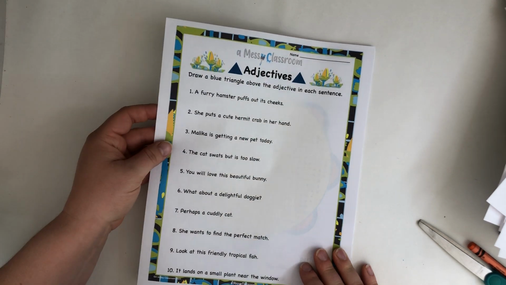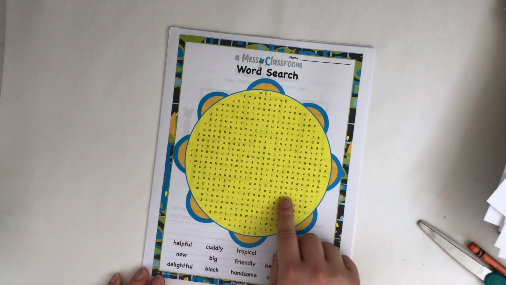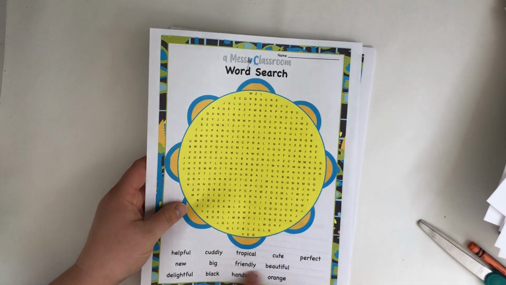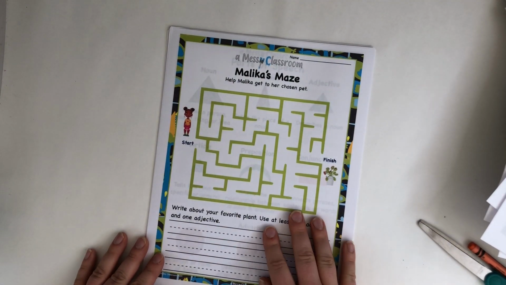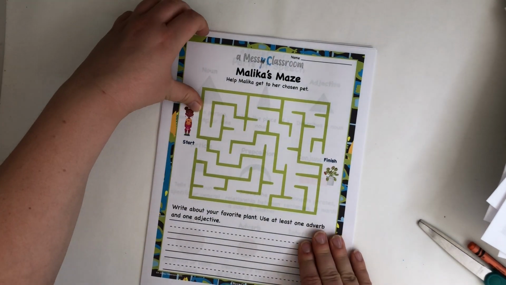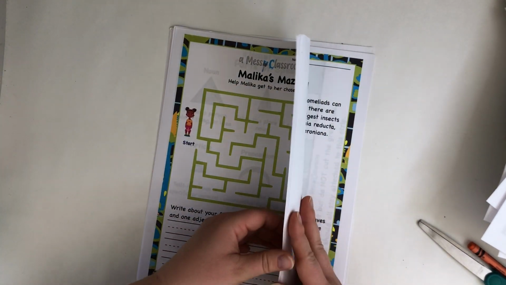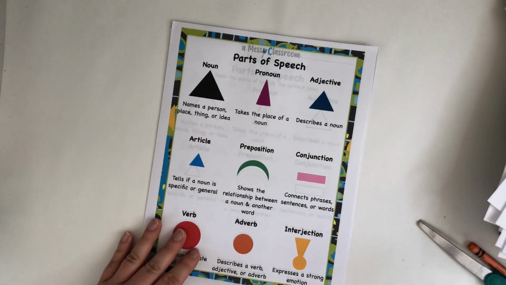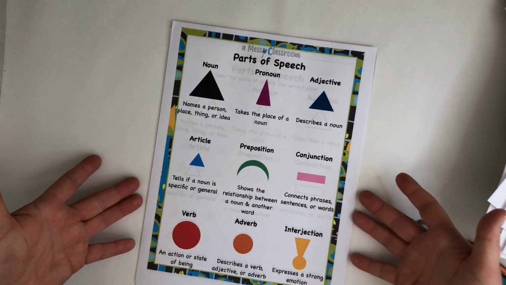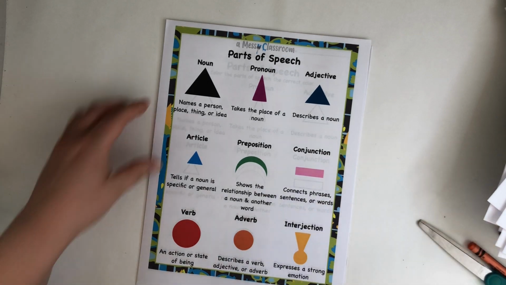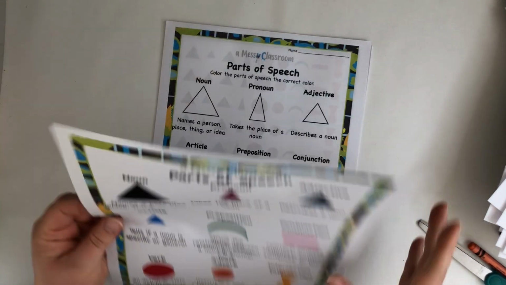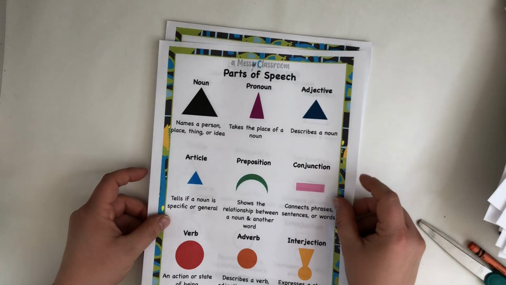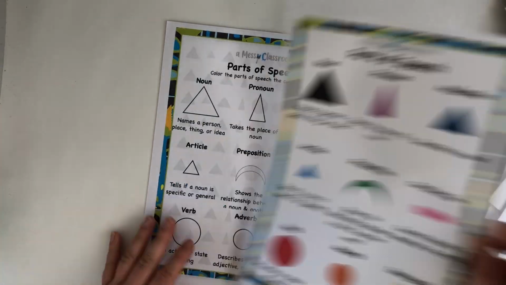So this is adjectives. This is a word search. Just fun, find the different words. This is a maze. There's also a writing prompt. This is a review of the Montessori parts of speech in case you don't know them or your kids don't know them. And then there's ones where they could color the correct words, so they can start to associate that color with that part of speech.